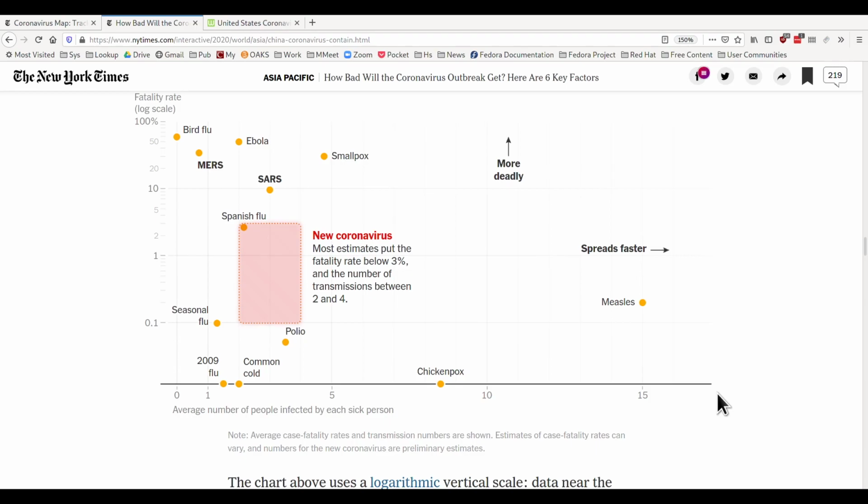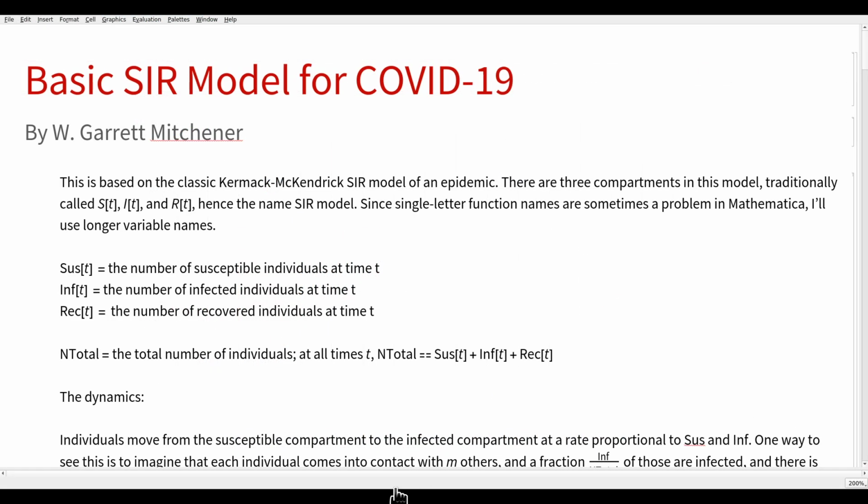The horizontal axis is actually a concept from epidemiology, and I'm going to explain that in terms of differential equations. The axis is labeled average number of people infected by each sick person. That's the basic reproductive ratio for the disease. I'm going to now switch over to Mathematica and show you what that means.